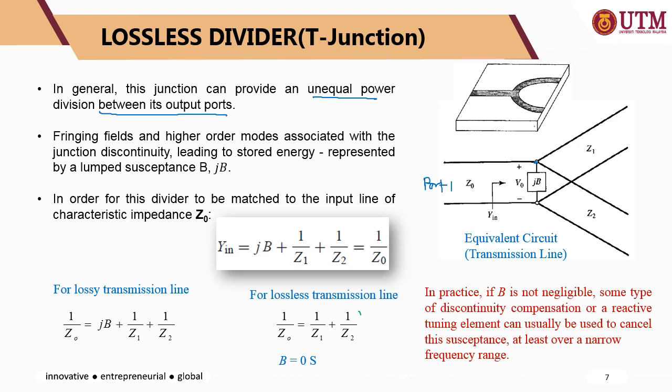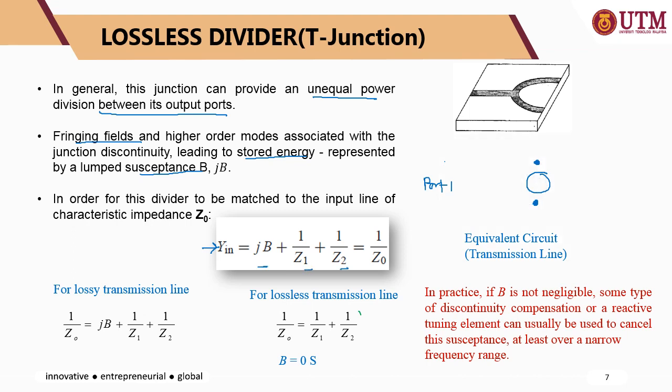So when there's a discontinuity on the transmission line, it will introduce fringing fields at the edge of the discontinuity structure, and this will lead to stored energy, which can be estimated by a lumped susceptance given by jB. In order for this divider to match to the input line, the total admittance must be equal to 1 over Z1 plus 1 over Z2 plus the susceptance must be equal to 1 over Z0.